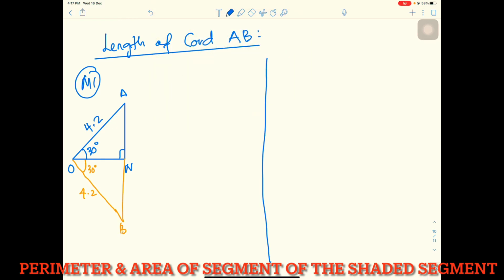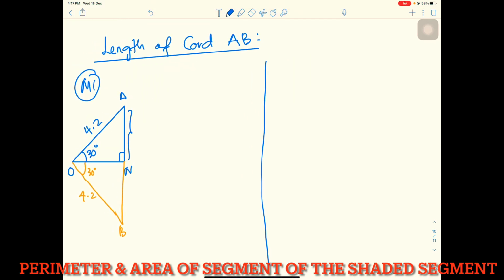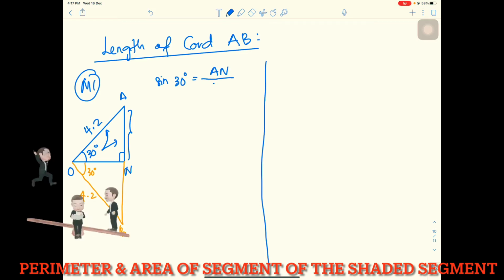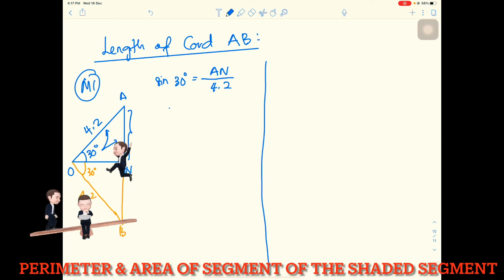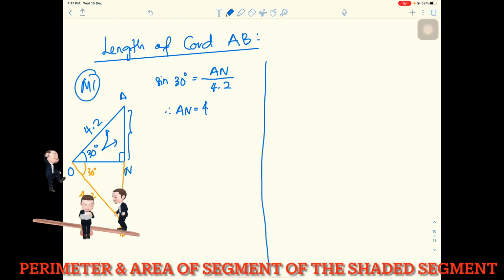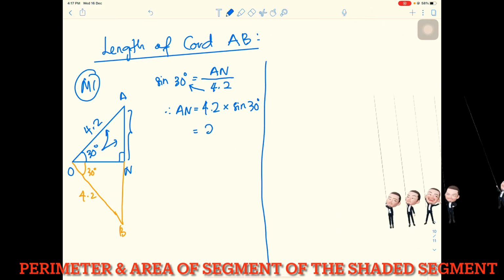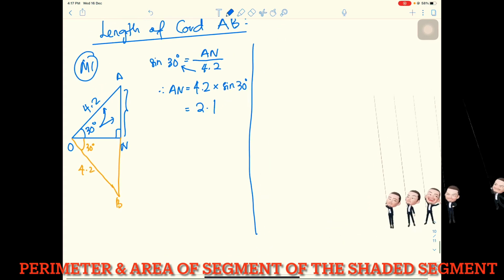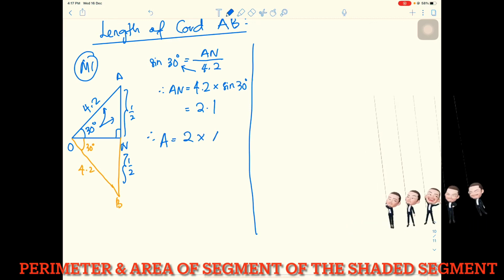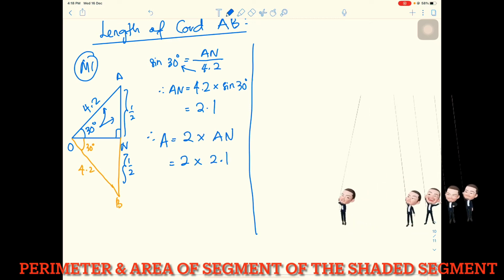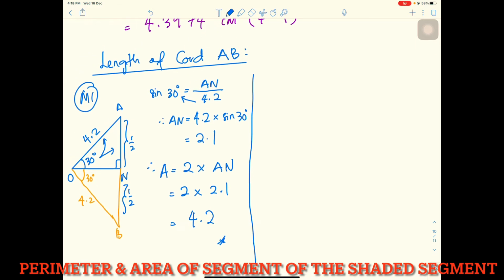Now I'm interested to find the value of AN. So AN, opposite and hypotenuse. Therefore, we use the trigonometric function for sine. Sine 30 degrees equals AN, opposite, over the hypotenuse, which is 4.2 centimeter. Therefore, AN equals 4.2 multiplied by sine 30 degrees. So we get 2.1. Because AN is half, so this is half and another half. Therefore, AB equals 2 times AN, which equals 2 times 2.1 equals 4.2. So this is method 1.